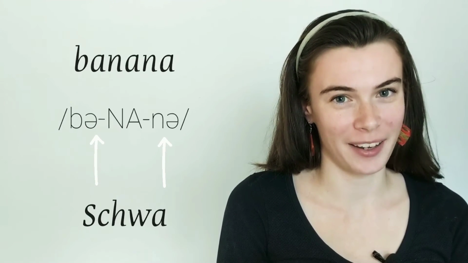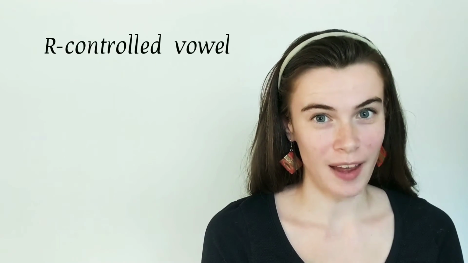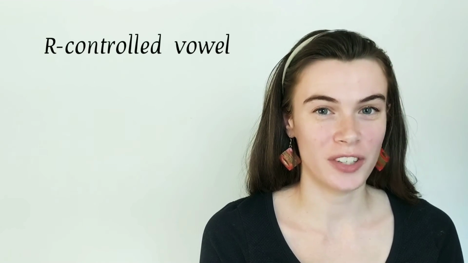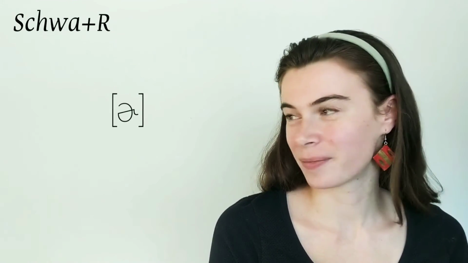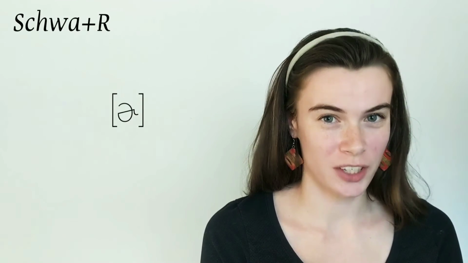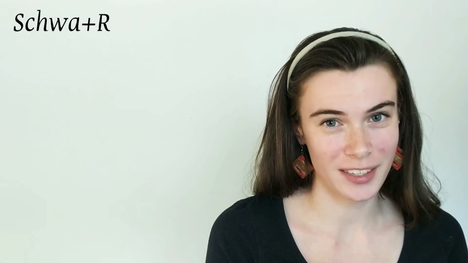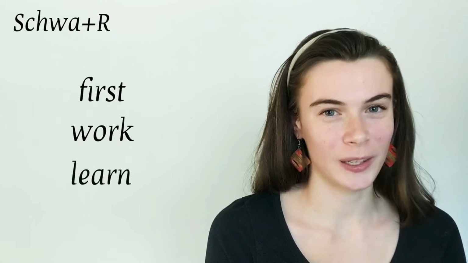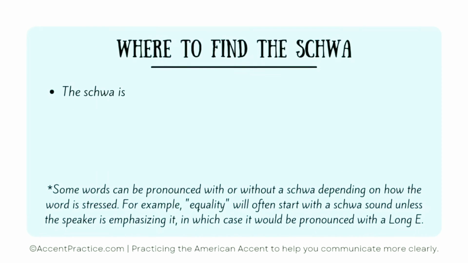banana. It's important to note that the schwa also appears as an R-controlled vowel, that is, where an R turns into a vowel sound. This schwa+R is written phonetically like this, and is the common sound that you hear in many, many different words, such as first, work, learn, and hurt. You can learn more about the schwa+R and check out some exercises in my video here.